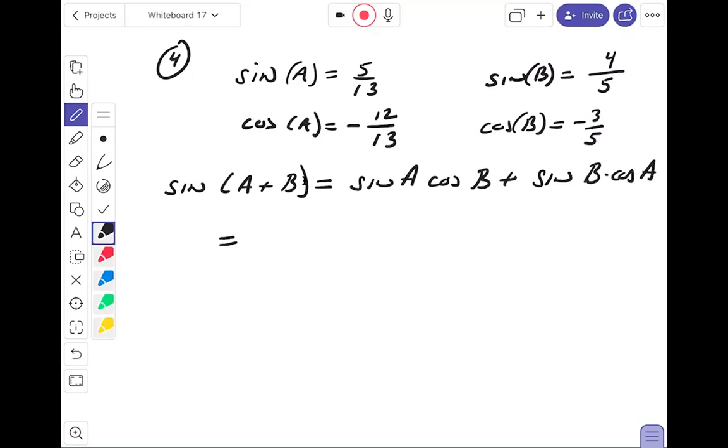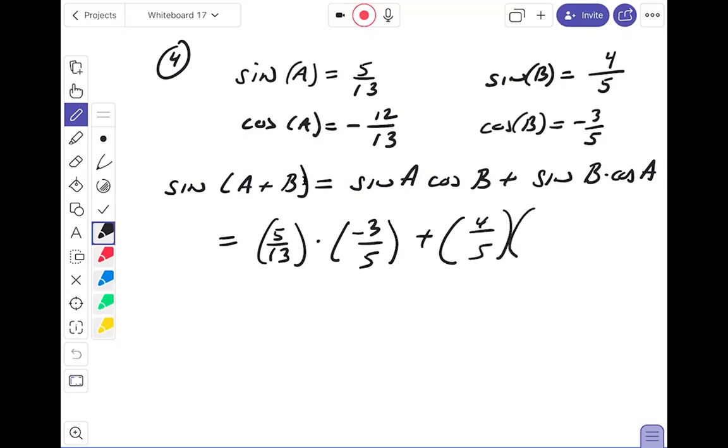Well, let me write this down. What's the sine of A? 5/13. What's the cosine of B? Minus 3/5. Plus, what's the sine of B? 4/5. Again, I'm just reading what's above it. What's cosine of A? Minus 12/13.